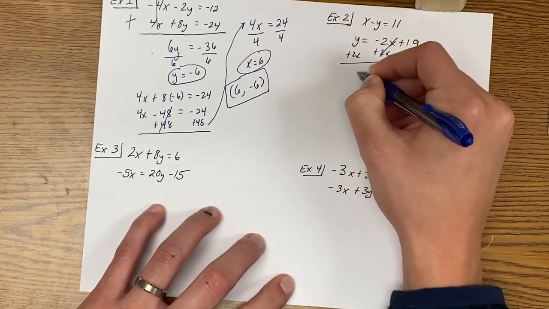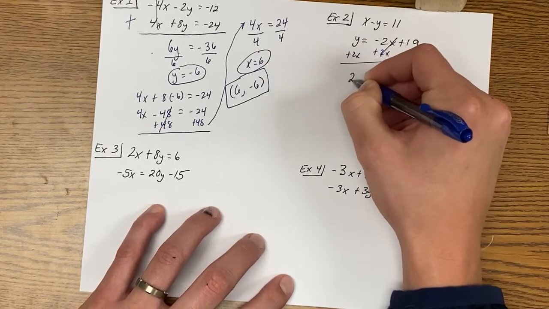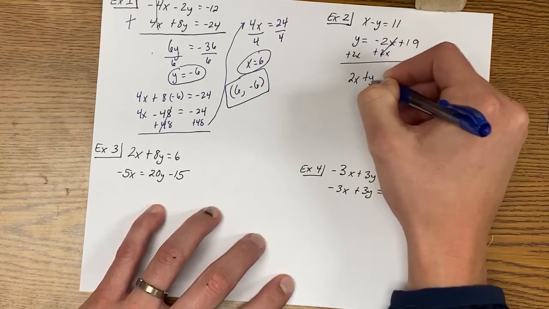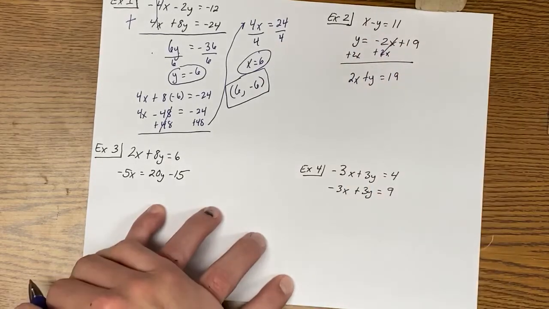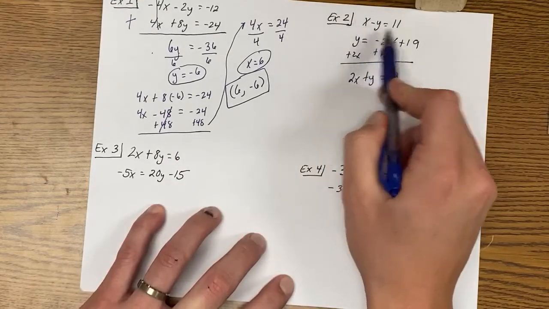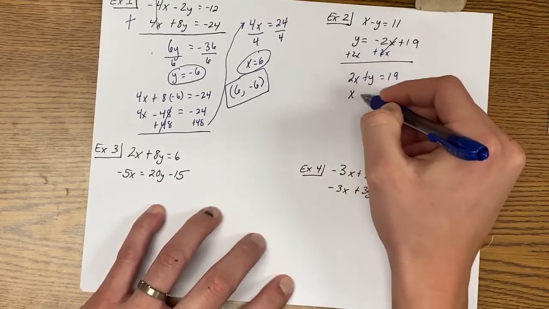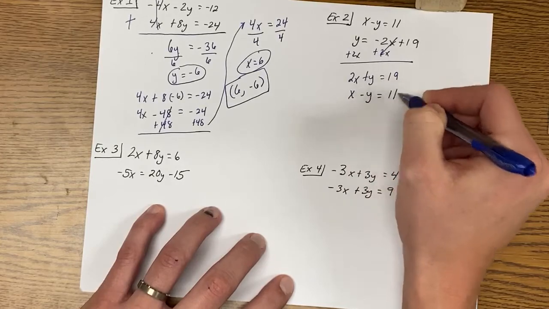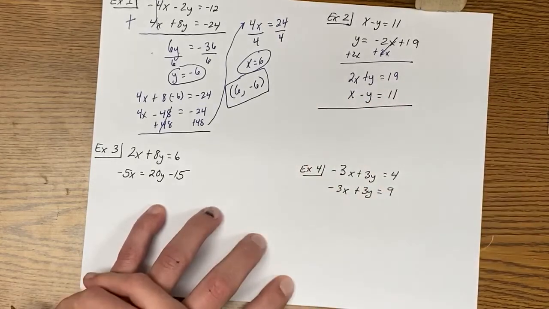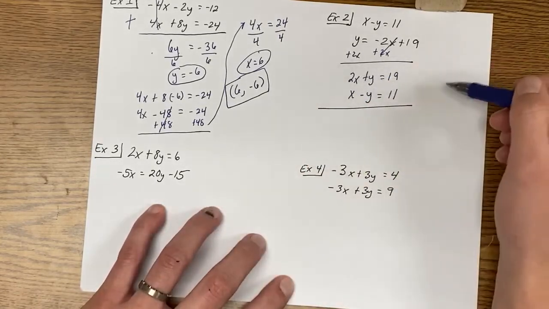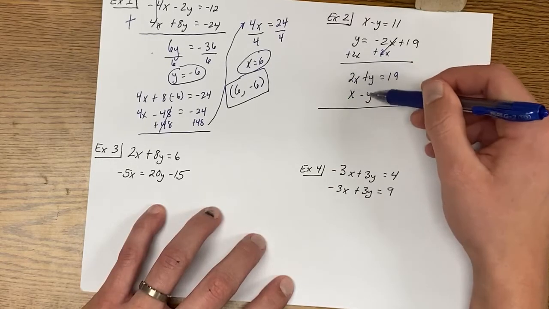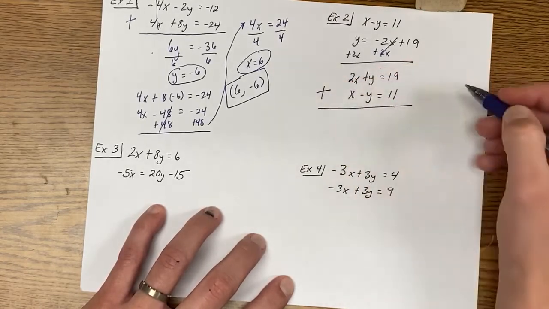Okay, so I want to put my x term first. So 2x, y is positive, and that equals 19. So now I can just rewrite my first equation right here, x minus y equals 11, and now I'm ready to go. So my opposites here are the y terms, 1y, negative 1y. So I can add those.